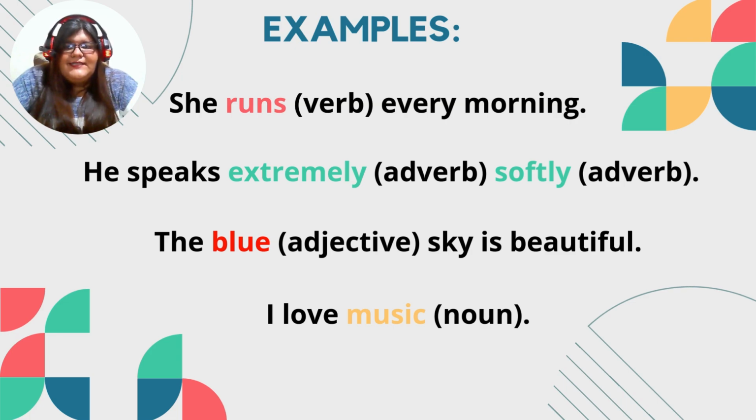Then we have, the blue sky is beautiful. Blue is a color, and also this is an adjective because I'm giving a description of the sky. And I'm saying also beautiful. This is another adjective, but we will say that we are describing the color, right? In this case, this will be the adjective. Then we have, I love music. Music is the noun in this sentence.